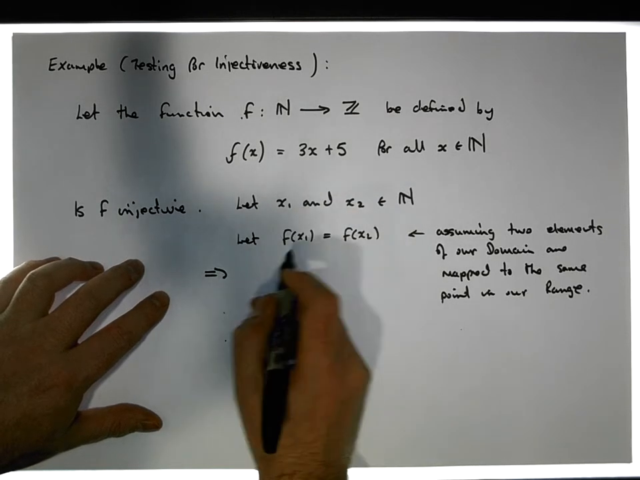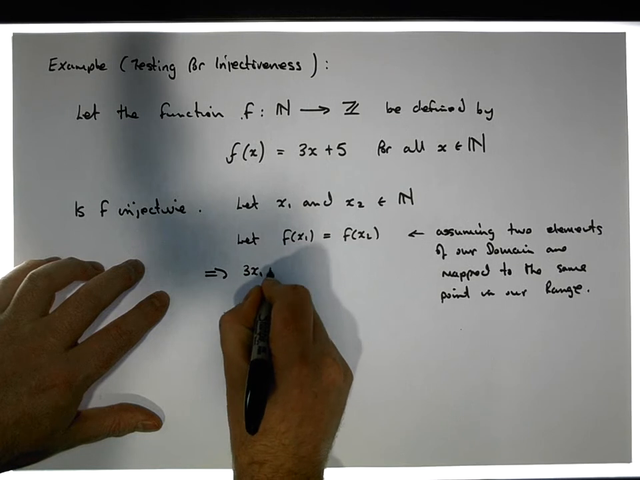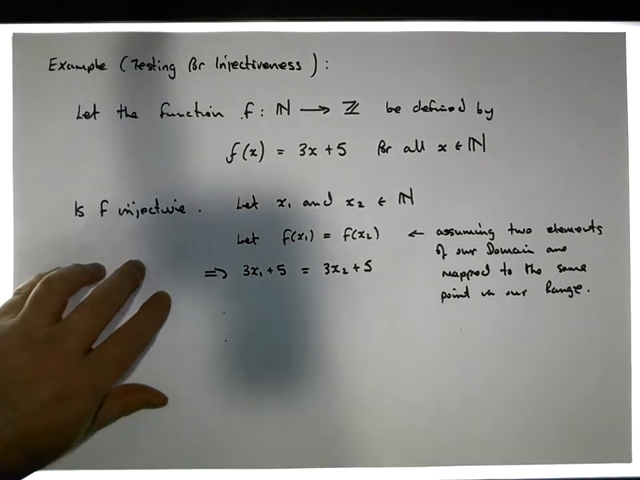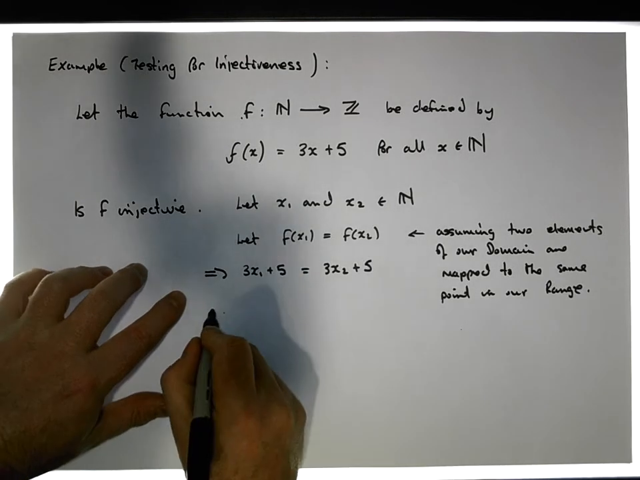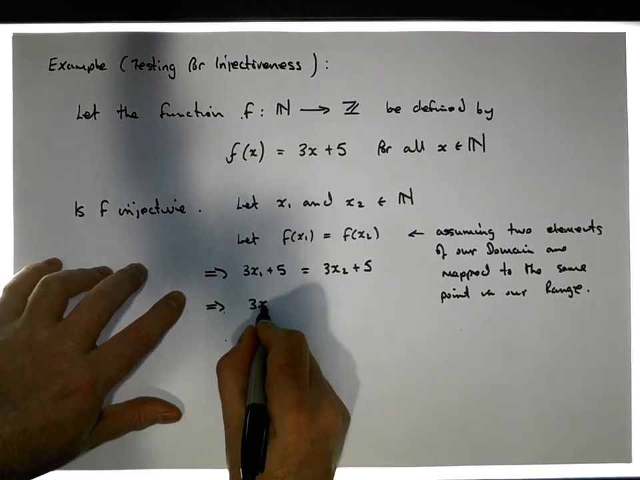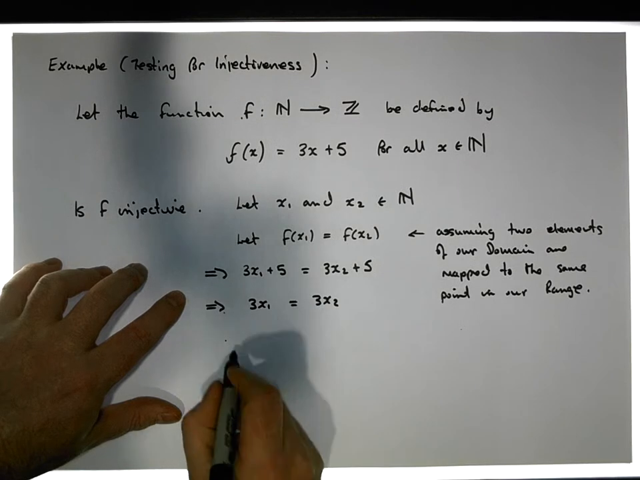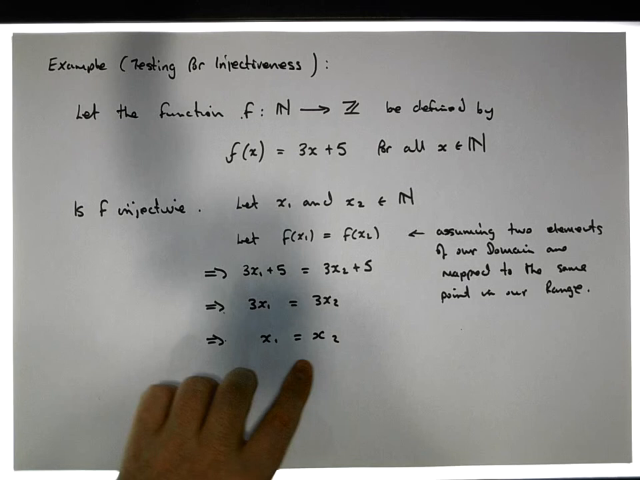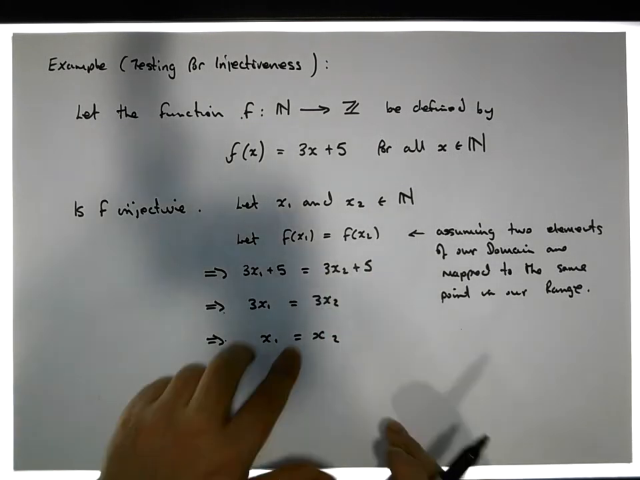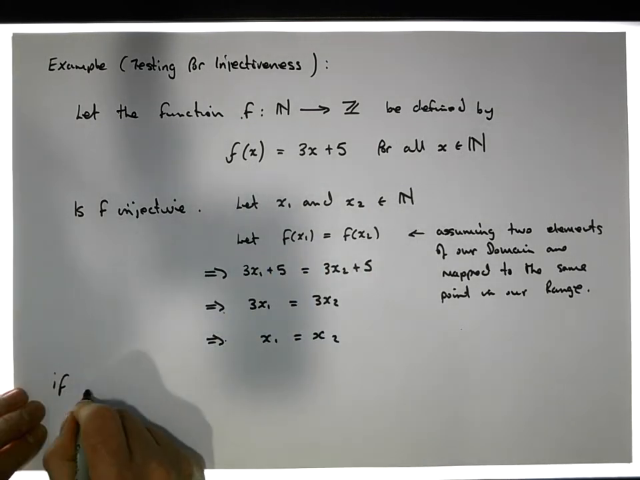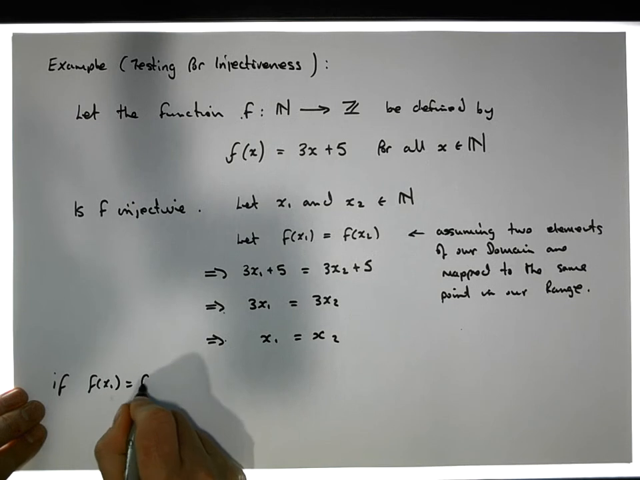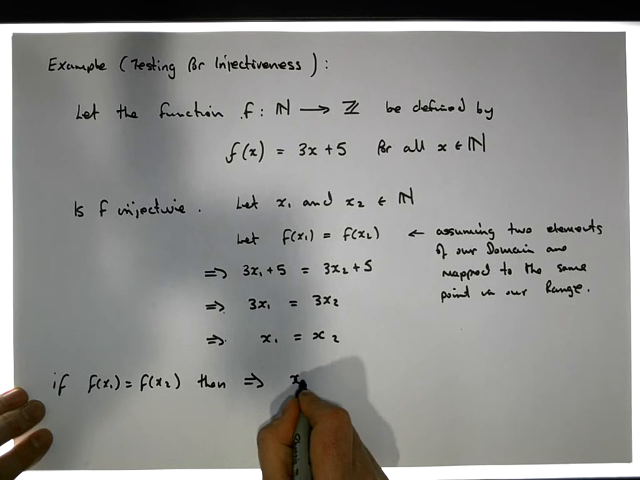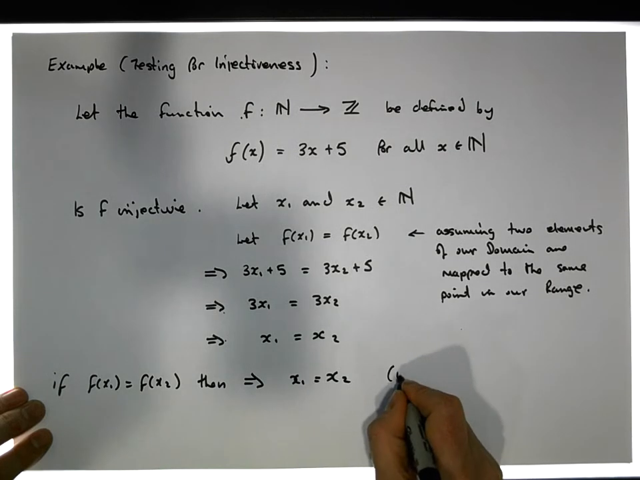Then that implies that 3 times x1 plus 5 must be equal to 3 times x2 plus 5. Now what does that imply? Then that implies that 3 times x1 must be equal to 3 times x2, which implies that x1 must be equal to x2, which is what we require. What we require is that if f of x1 equals f of x2, then this should imply that x1 is equal to x2. That's what we mean by injective.